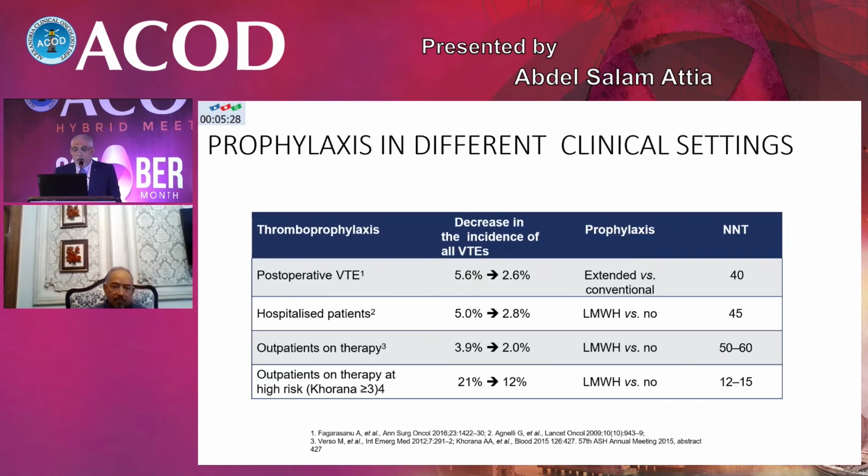Prophylaxis in different clinical settings: post-operative, hospitalized patients, and outpatient therapy at high risk. There is a decrease in the incidence of venous thromboembolism with this prophylaxis, almost by half. And the recommendation is to extend the prophylaxis versus conventional prophylaxis. For hospitalized patients, again, we recommend low molecular weight heparin versus no prophylaxis, and for outpatient therapy, again, low molecular weight heparin is preferred.